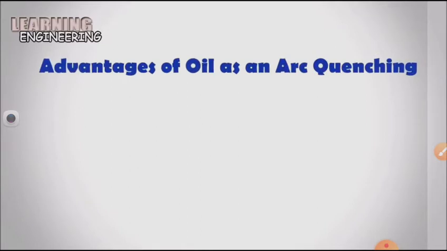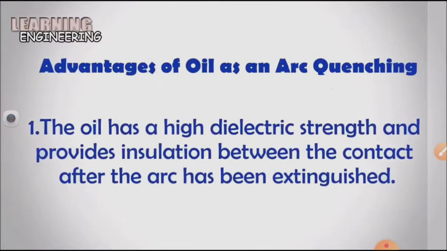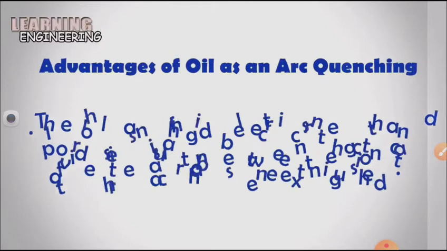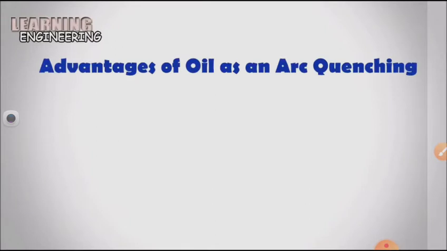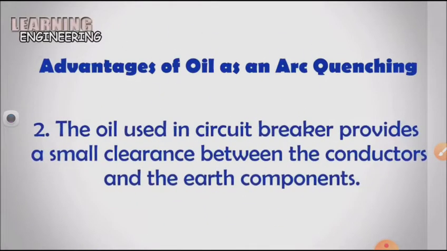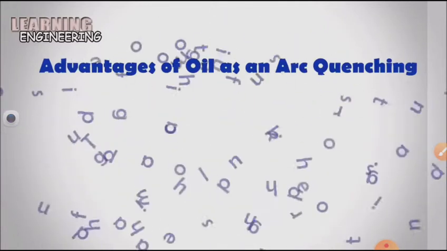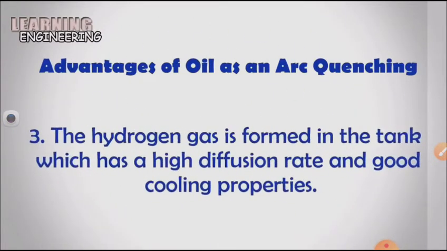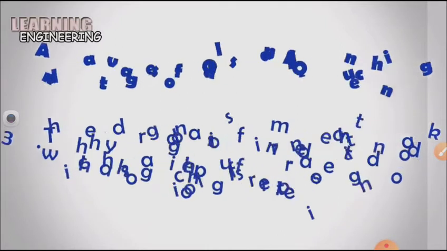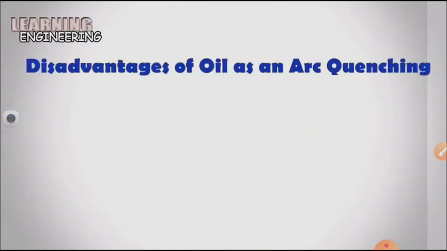Advantages of oil as an arc quenching medium. One, the oil has a high dielectric strength and provides insulation between the contacts after the arc has been extinguished. Two, the oil used in a circuit breaker provides a small clearance between the conductors and the earthed components. Three, the hydrogen gas formed in the tank has a high diffusion rate and good cooling properties. Very good properties.